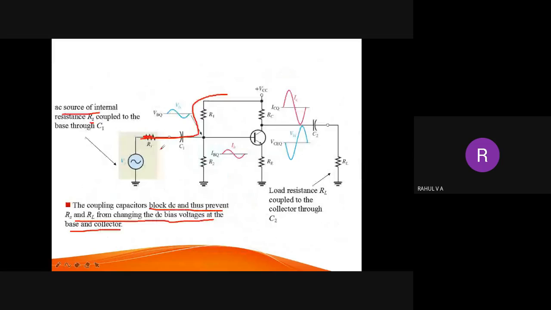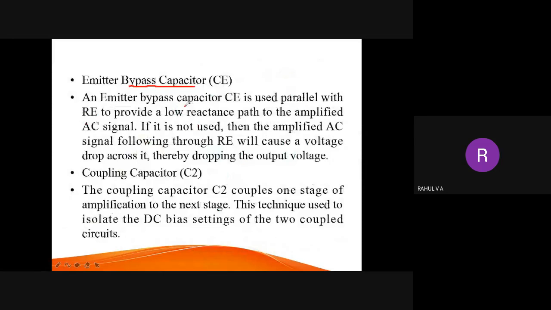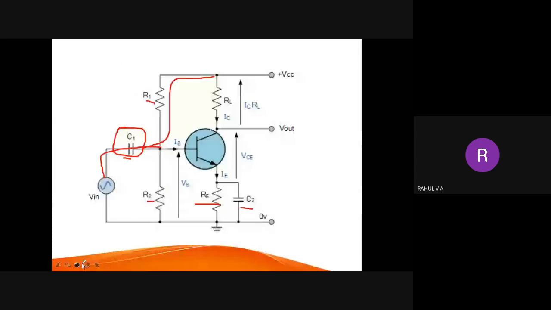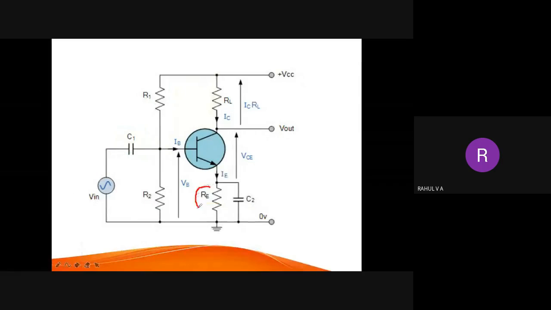Then the emitter bypass capacitor. The emitter bypass capacitor is used in parallel with RE to provide a low reactance path to the amplified AC signal. The resistor RE is used to improve the stability of the transistor. But when it is used, there will be some losses across that resistor. So in order to minimize those losses, we are using the CE capacitor.